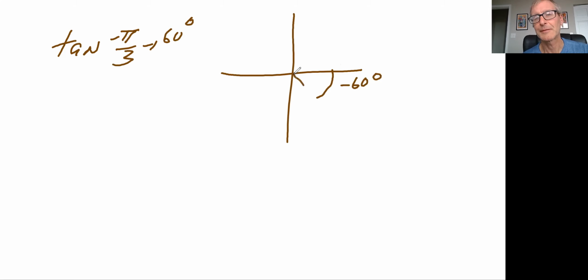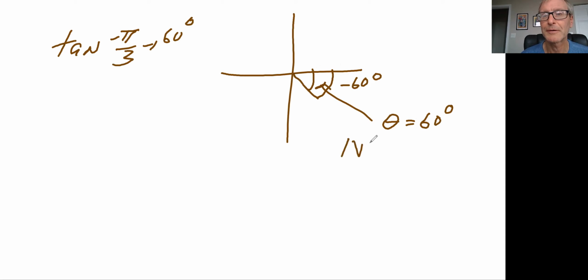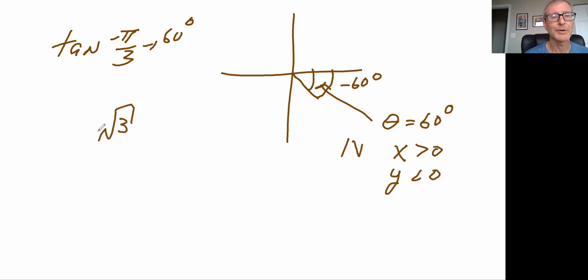So now this is what they called the reference number. And so this angle here, theta, is 60 degrees. And so when you do the calculation for tan, we're in quadrant 4, right? So x is positive and y is negative. And so tangent should be negative. So you go to your sheet, and tan of 60 degrees is square root of 3, but we know it's going to be negative, so it'd be minus square root of 3.